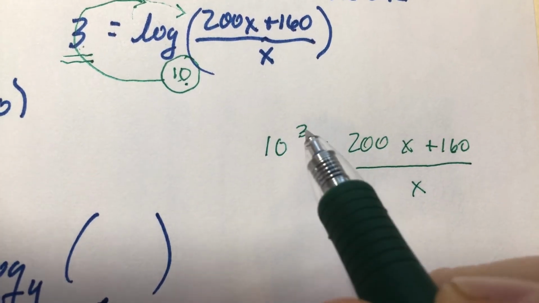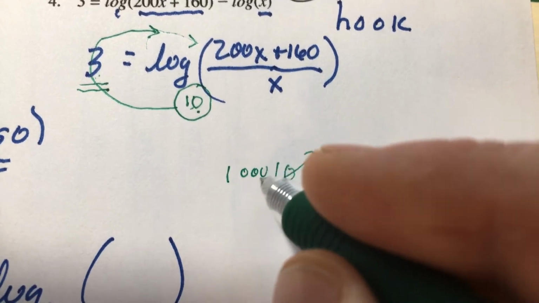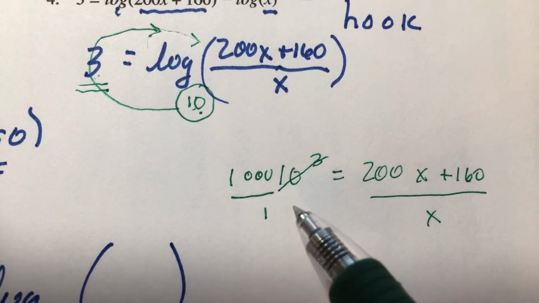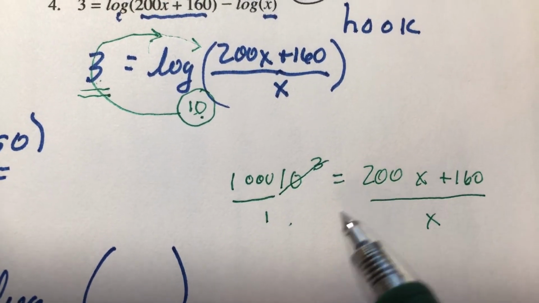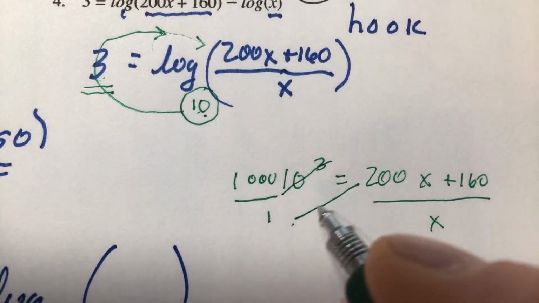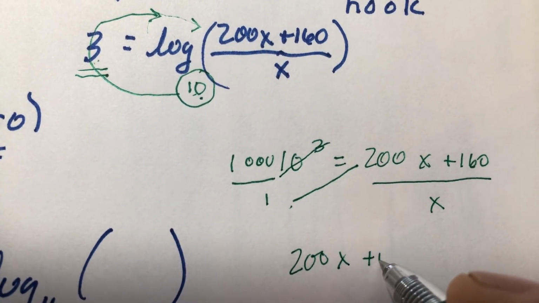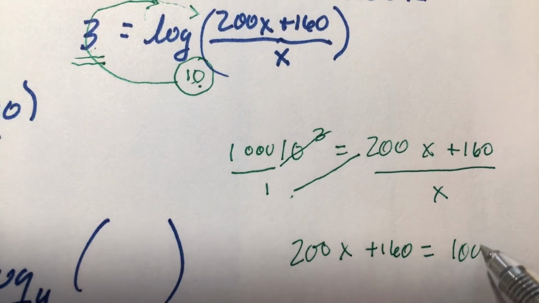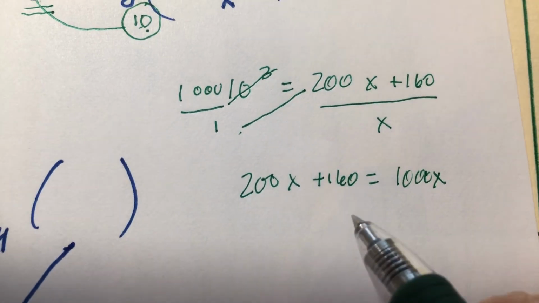Now the easiest way to do this is first off 10 cubed is 1,000. Just put this side over top of 1 and cross multiply. Okay? And whenever I cross multiply, they both have x's in them so it's not really going to matter. But we can cross multiply. 1 times all that just gives me 200x plus 160. Then the other direction would be 1,000x. Forgot a 0. And then we just solve that.